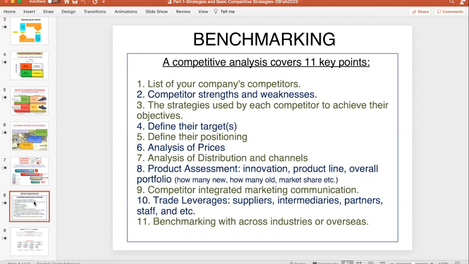Benchmarking can be done in your industry and should be done in your industry, but then it's also very smart to look at other industries in order to learn some changes or some activities done in other industries in order to maybe borrow or get inspired to try to implement these in your industry.